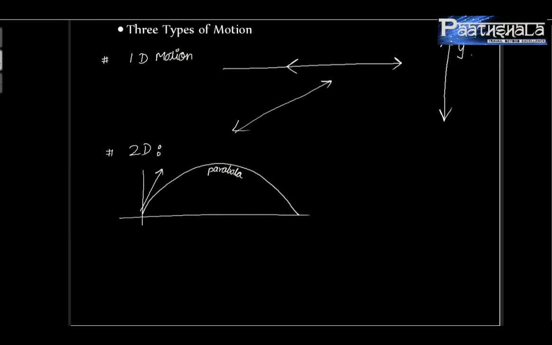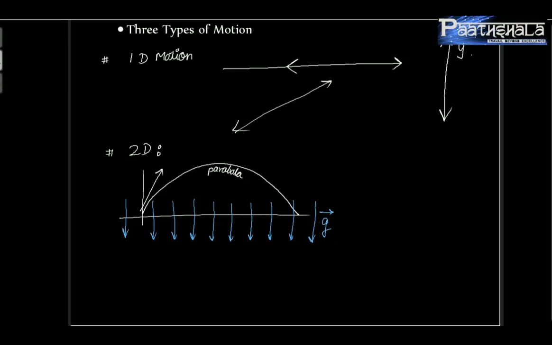This projectile motion happens when any object is thrown under gravity, under the influence of a uniform gravitational field, and the earth's gravitational field is assumed to be uniform. Uniform meaning it has the same value at every point in space. This is the earth's gravitational field, G bar I should write actually, because it's a vector quantity.